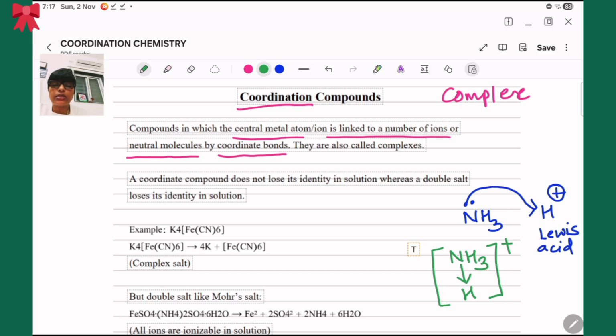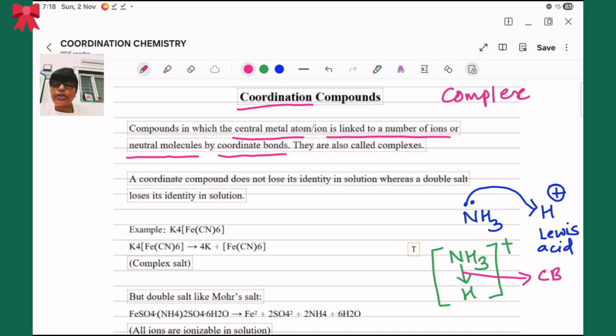What we can see here is there is a coordinate bond, the one shown by the arrow. So this is a coordinate bond. A coordinate bond is a bond formed by the donation of an electron pair from a Lewis base to an acceptor, that is, a Lewis acid. So basically in the exam you can write that coordination compounds are those which contain essentially a coordinate bond. There can be one or more than one bond present.